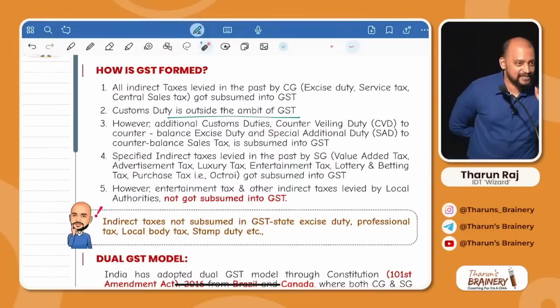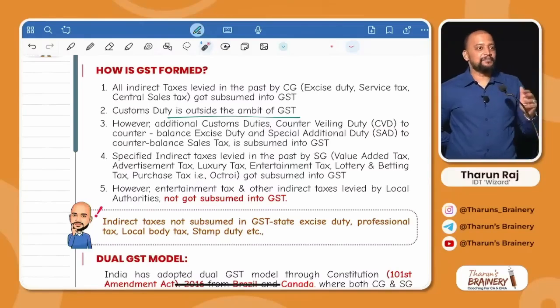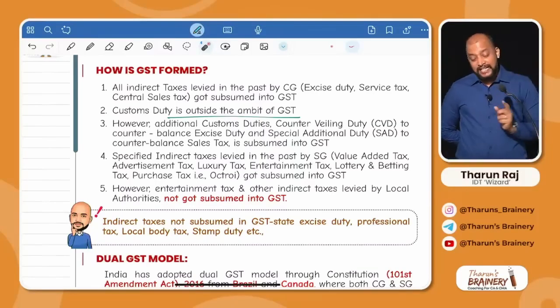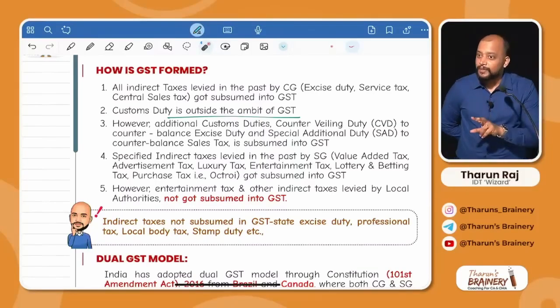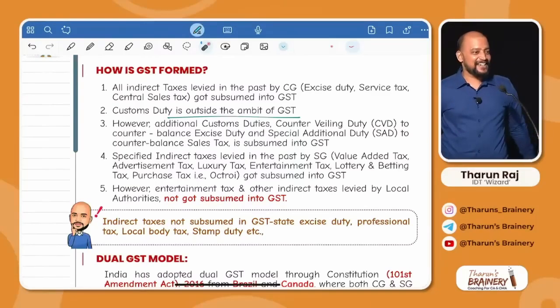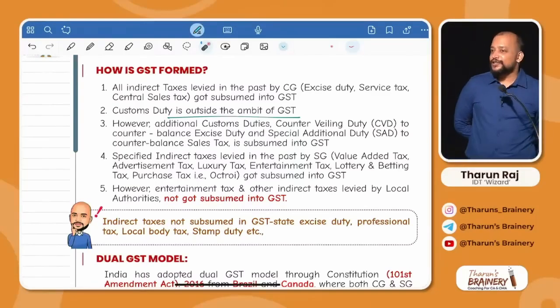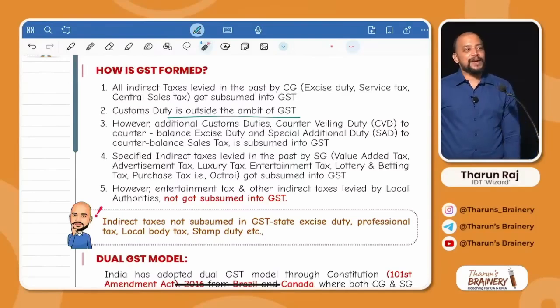30% is your income tax. Okay, horse racing, betting, etc. That is your income tax. GST I am talking about. Sir, both are payable? Yes, that's the beauty. Both you need to pay. Income tax also you need to pay, GST also you need to pay.